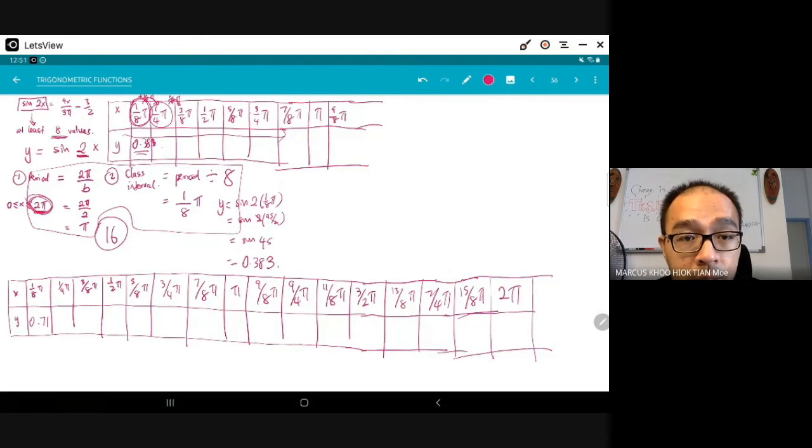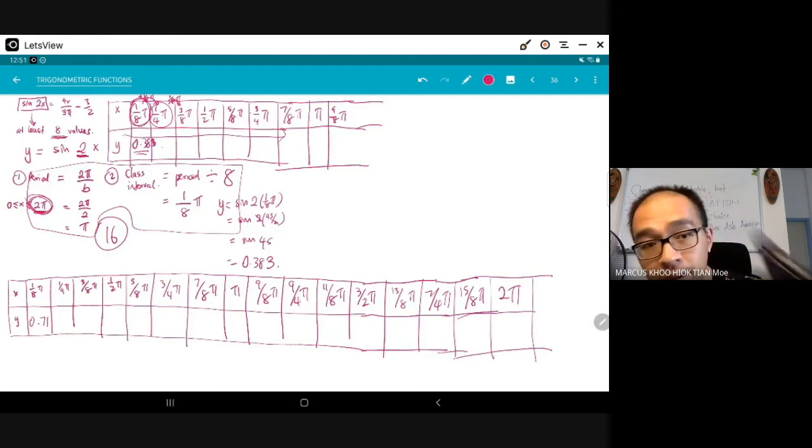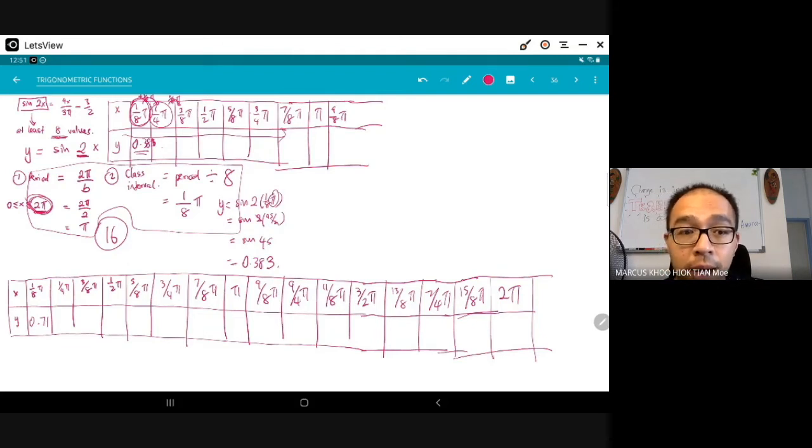Sorry, my mistake. So sine 45 is actually 0.71. Remember, guys, because you are calculating with a calculator, you need to use the value of pi as 180. Use the value of pi as 180. So this will be 90 degrees. 1 over 8 pi is 90 degrees lah.